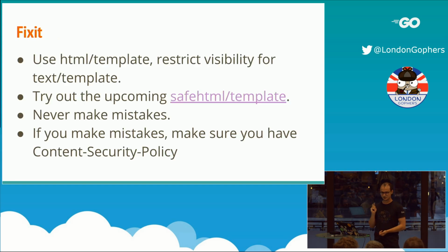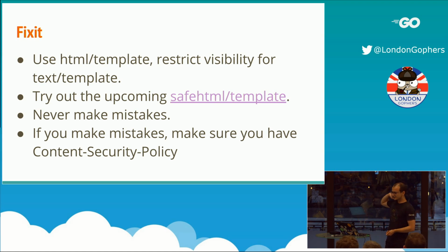So the way to fix it is usually to restrict visibility on text/template, which is horrible because sometimes you need text/template. We are developing a new package that is going to be open sourced very soon. Trademark symbol here. This should land in a reasonable amount of time. And the other way to fix it is to never make mistakes, which is easy, right? I mean, who does that? Why would you make mistakes?